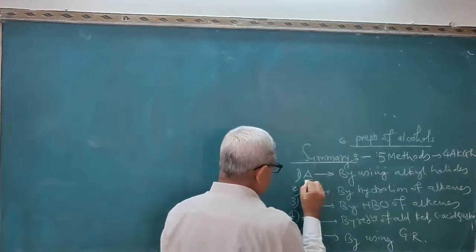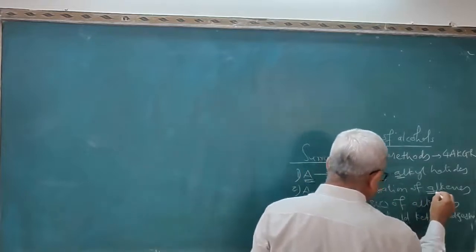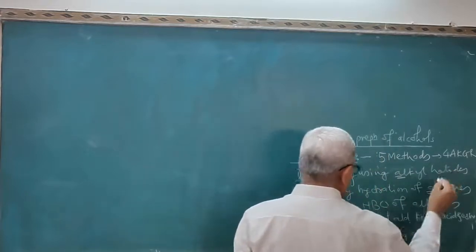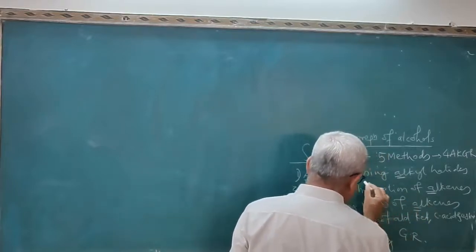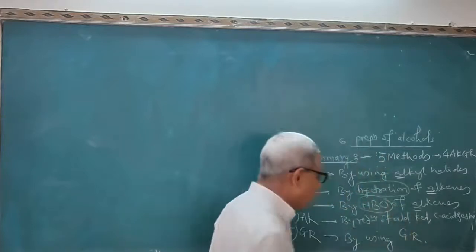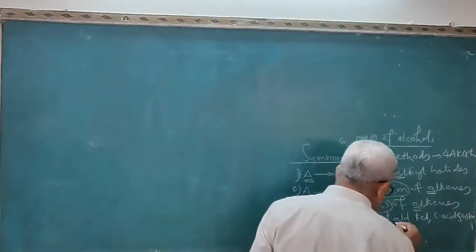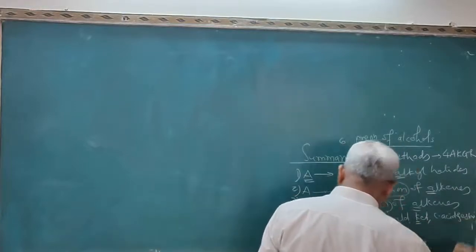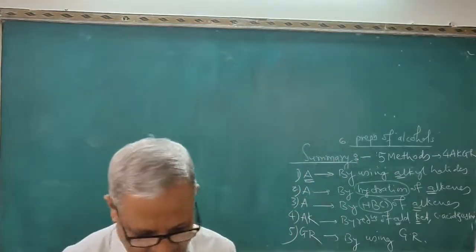Now see, this A stands for alkyl. The second A stands for again alkyl, but remember, alkyl halide, this is alkyl. The third A stands for again alkyl, but remember that here the method is hydration. Here the method is hydroboration oxidation. AK stands for aldehyde, ketone, carboxylic acid and ester, and GR stands for Grignard's reagent.